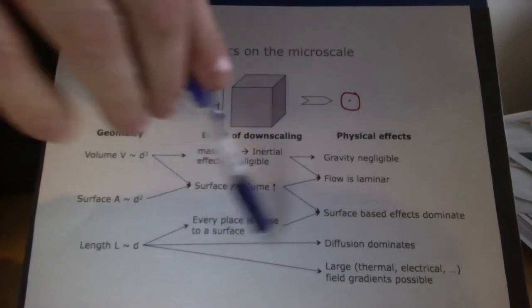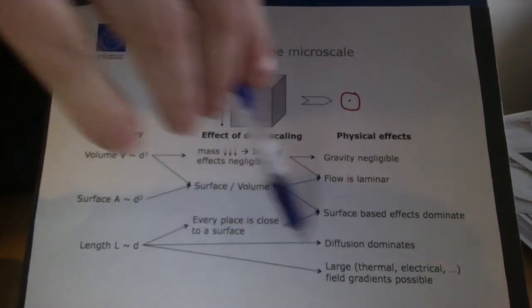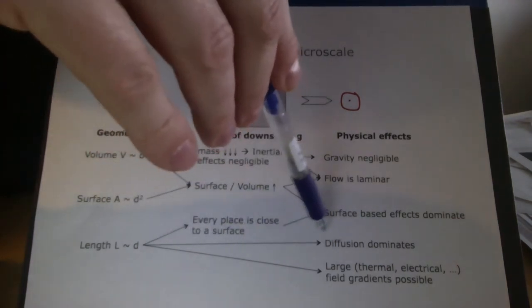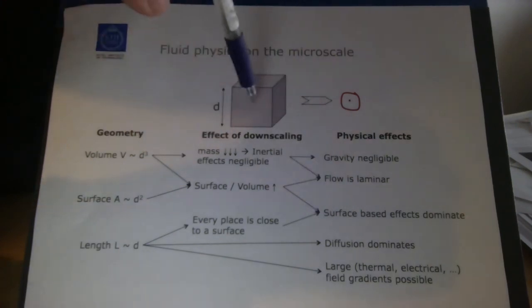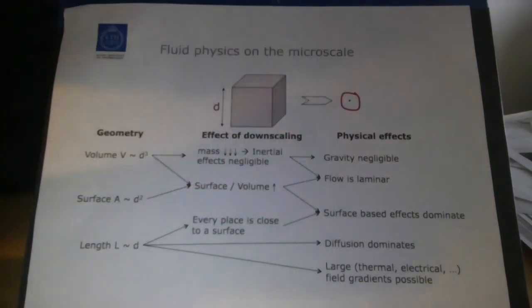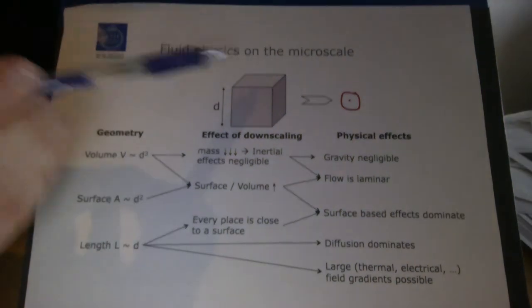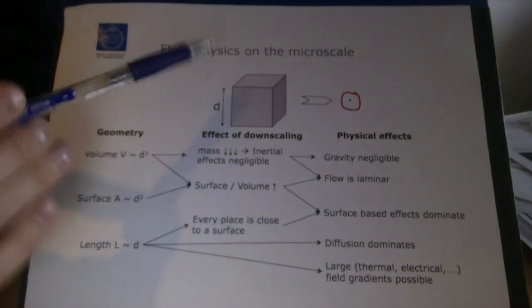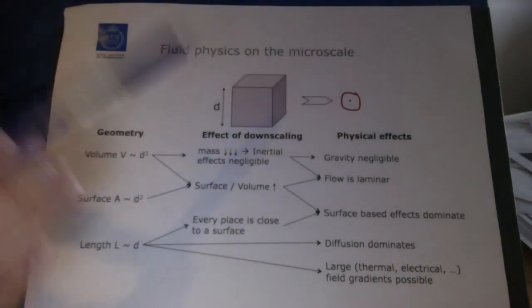And length going down means that diffusion becomes dominant, because if the length scale of the system is the same as a typical diffusive length, then diffusive transport will become a very important transport mechanism. And last but not least, large field gradients become possible. And that is already what I explained before. So if, for example, I put a temperature gradient over these two of 100 degrees and I scale it down 10 times, then my gradient becomes 10 times larger.